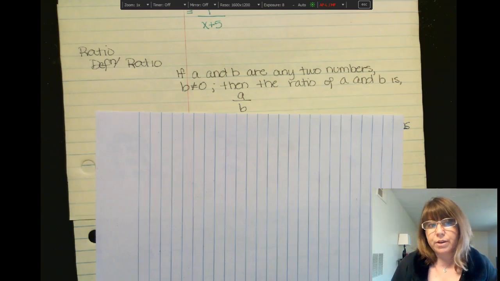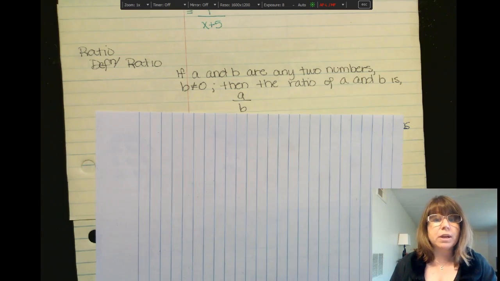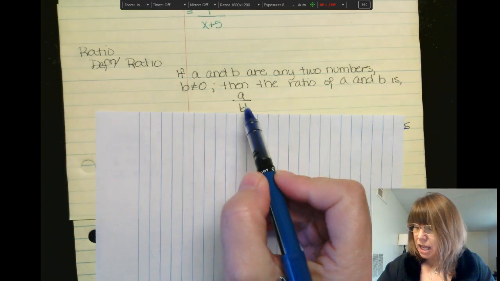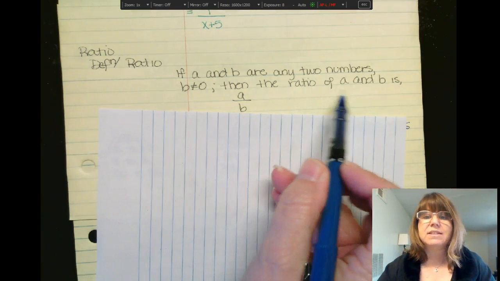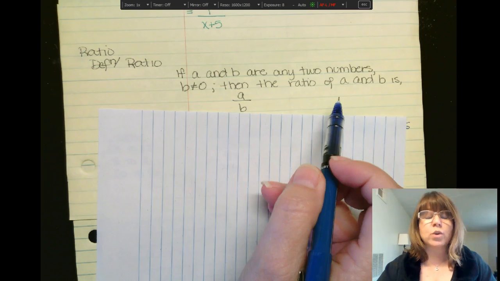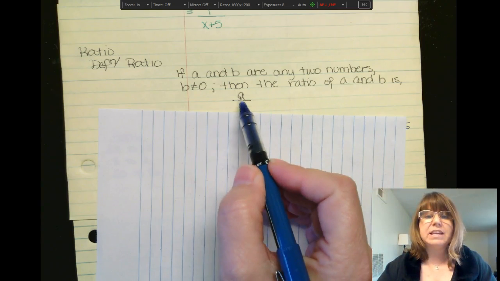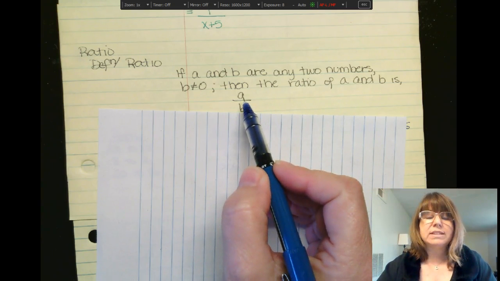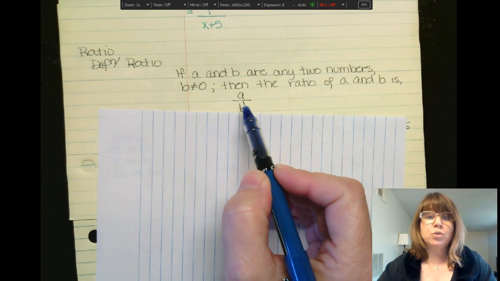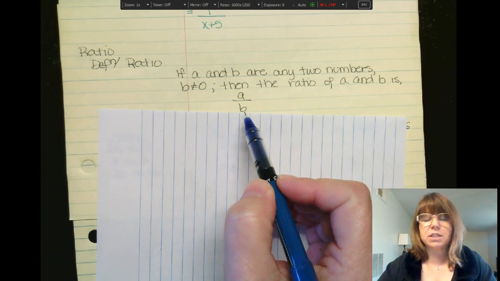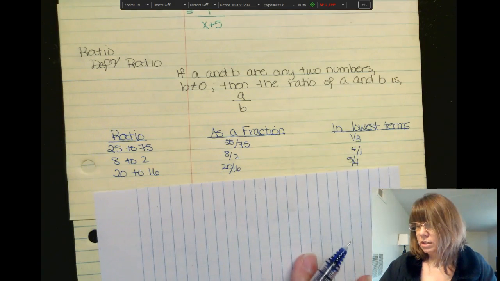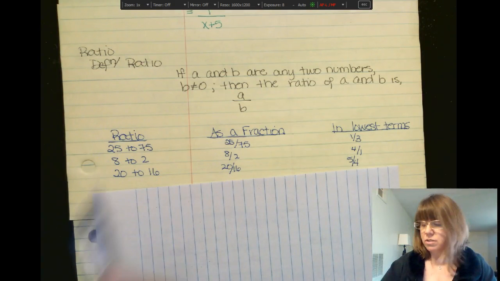A ratio is a fraction, so if a and b are any two numbers and b does not equal 0, then the ratio of a and b is a over b. If you consider this line to mean "to", so a to b, as in T-O, not the number 2, then you know the numerator will be a, "to" is the line, and b is the denominator. So let's take into consideration some ratios.